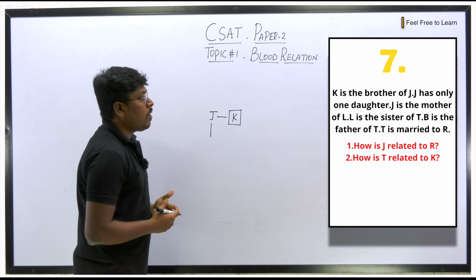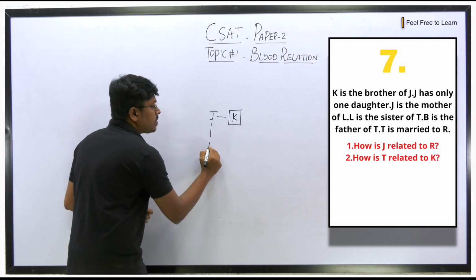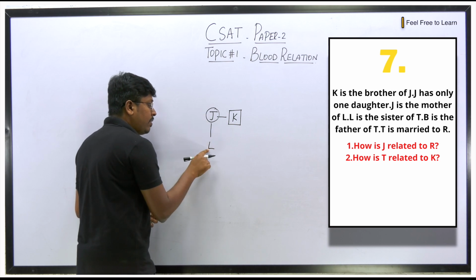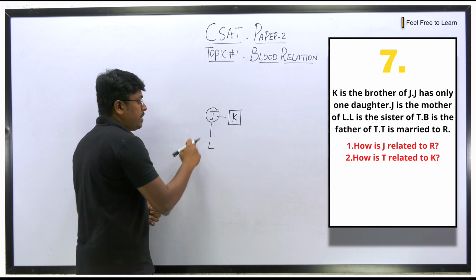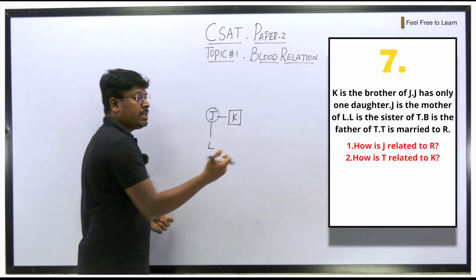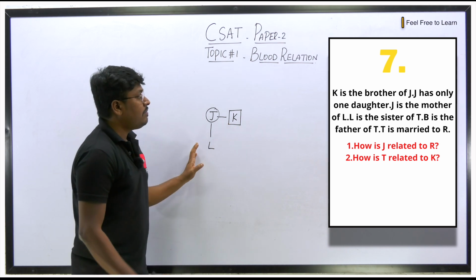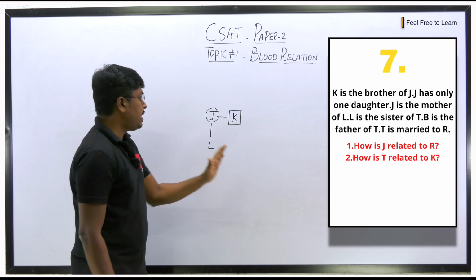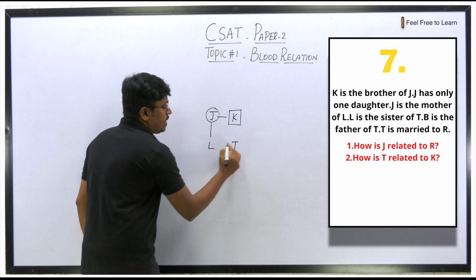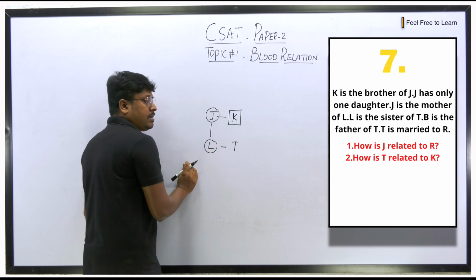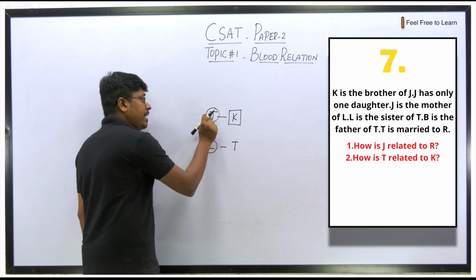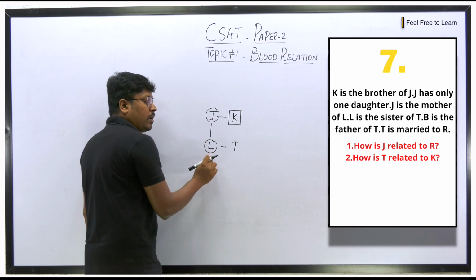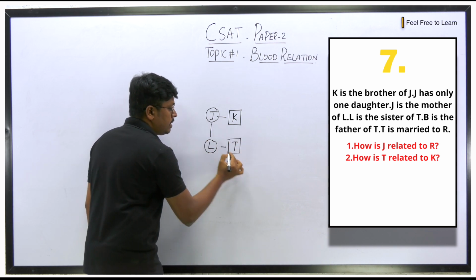J is the mother of L. So L is calling J a mother. And we know that the person J is having only one daughter. So L can be the daughter, or some other person can be the daughter. Let me keep that note. Next point, L is sister of T. So T's sister is L. So T is calling L a sister. And we know that J is having only one daughter, and that too we confirm that L is the daughter. So definitely T will be the son.